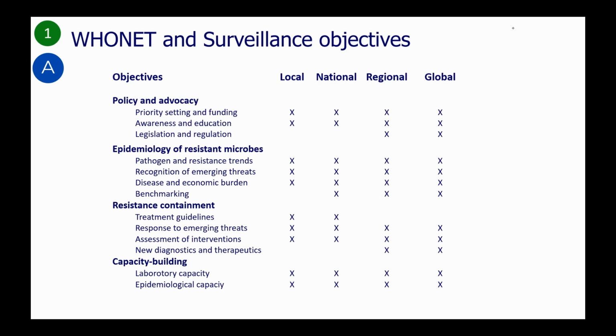A wide range of coordinated activities by multiple stakeholders needs to be instituted for the effective containment of antimicrobial resistance. Consequently, surveillance programs must serve multiple objectives. These would include policy and advocacy development, tracking the evolving epidemiology of resistant microbes, the initiation and evaluation of resistance containment interventions, and strengthening laboratory and epidemiological capacity. There are also distinct responsibilities and actions that need to be taken at local, national, regional, and global levels. So data collection, analysis, interpretation, and action are needed at each of these levels.